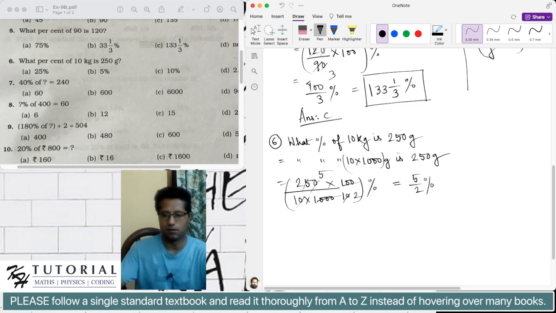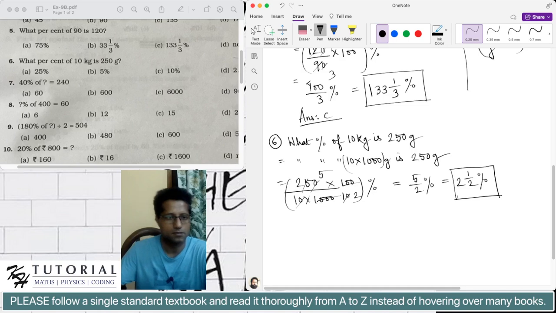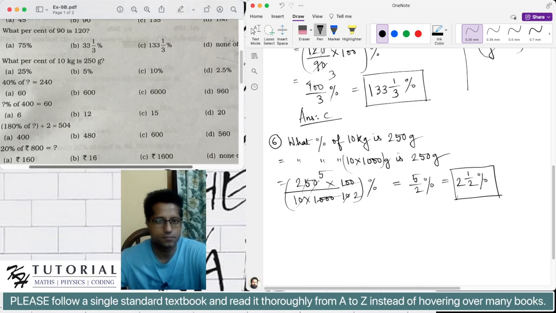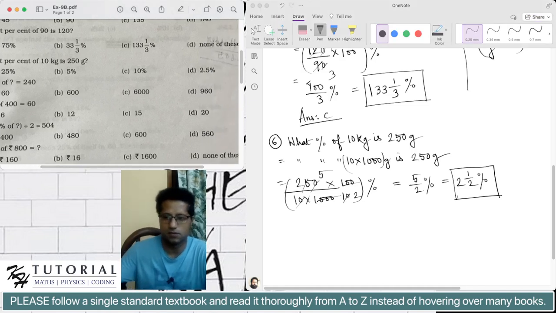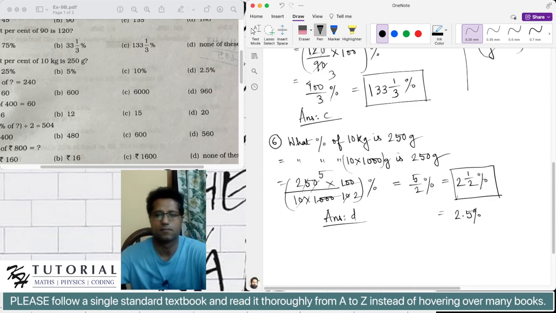Now 5 by 2 is an improper fraction. We need to convert it, and hence it is 2.5 percentage. So the answer is 2.5 percentage, which can also be written in decimal form. So the correct choice is D. D is the correct choice.